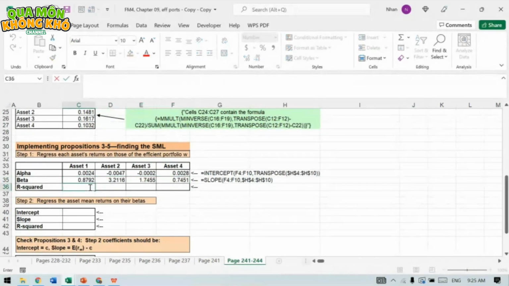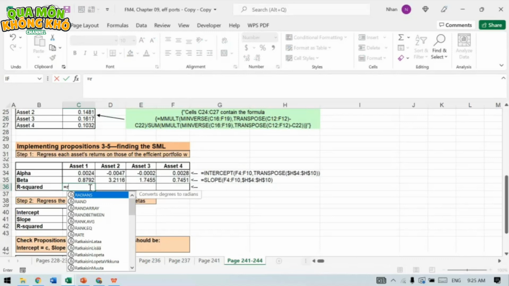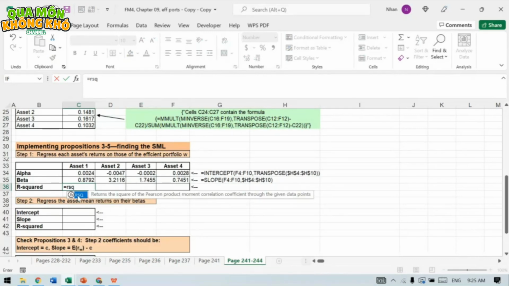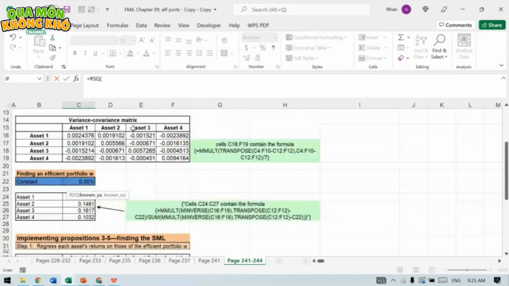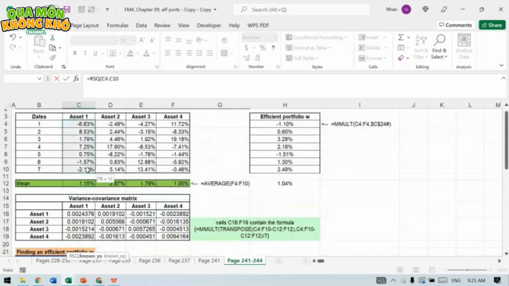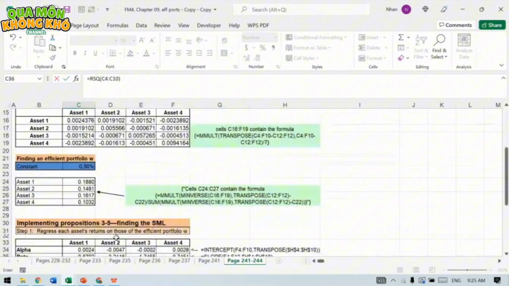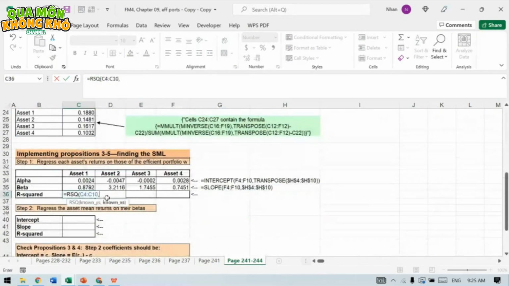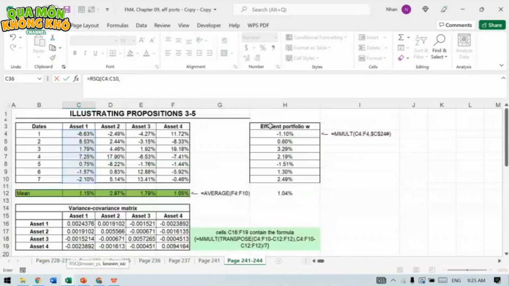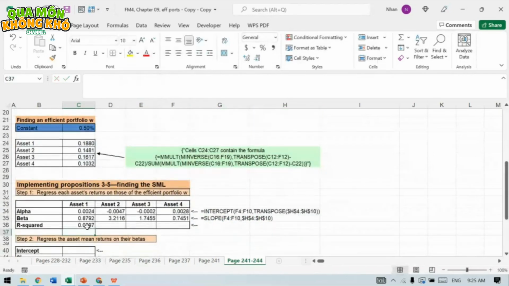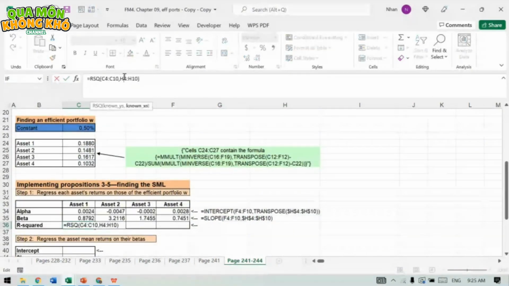For R square, just use the function R square and do the same. No. I have to fix it.